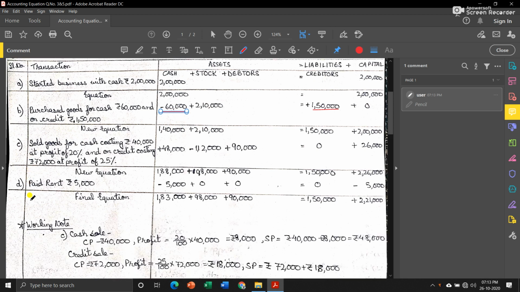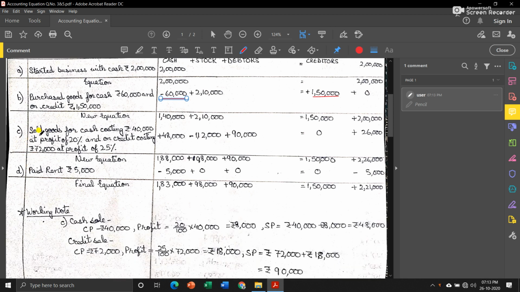Now for transaction number C, let us look at the working note first. I have distributed this transaction C into two parts. First one is cash sale and second is credit sale. It says sold goods for cash costing 40,000. That means for cash sale cost price is 40,000 and he made 20% profit. So 20% of 40,000 is rupees 8,000. That means selling price is cost price plus profit, that is 40,000 plus 8,000. So we got selling price of 48,000.